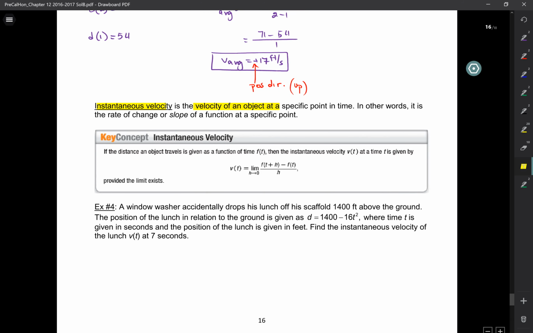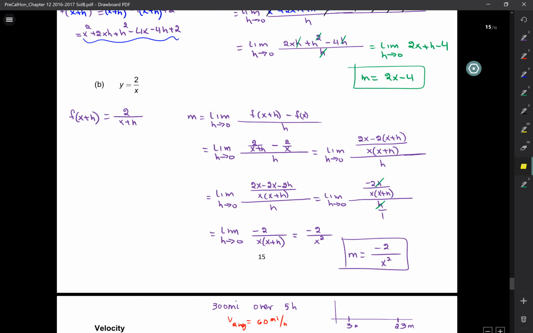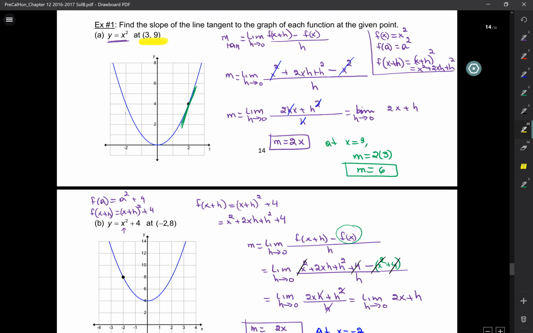Instantaneous velocity is the velocity of an object at a specific point in time. That's all it is. At this time, how much was your velocity? Okay? In other words, velocity is the rate of change of your position. Okay? What's another word for rate of change? Slope. So, if velocity is the slope of your position, instantaneous velocity is the slope at a specific point. So look, if this was the general expression for your velocity, when you plug in a specific point, then that's your instantaneous velocity.